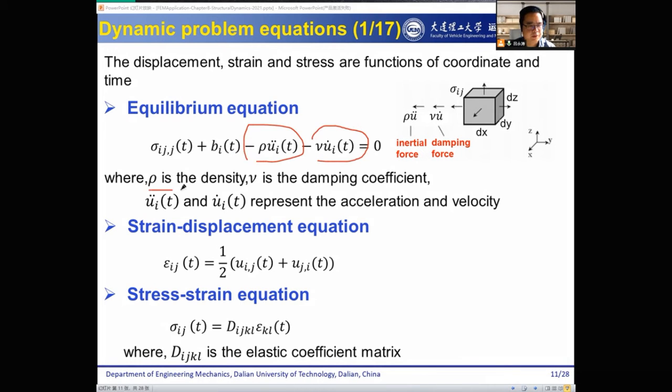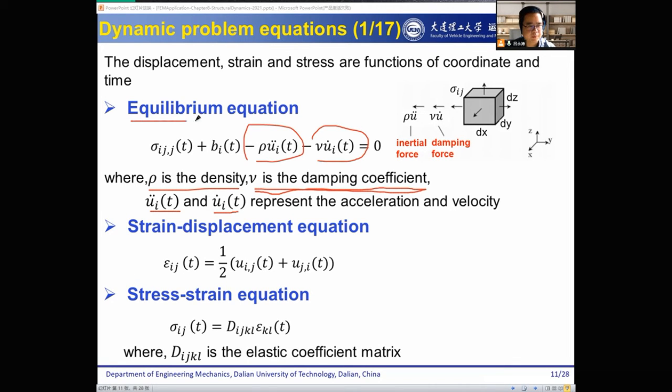So here rho is the density we set for the dynamic analysis, where the response is influenced by the mass, and v is the damping coefficient. It's also influenced by the damping. And here this is the acceleration, and this is the velocity.